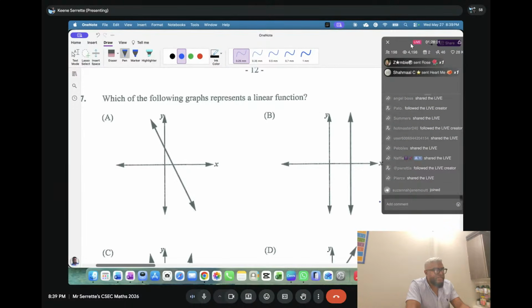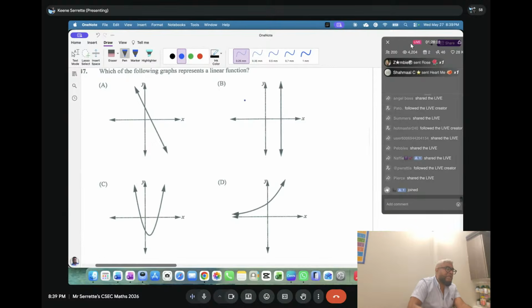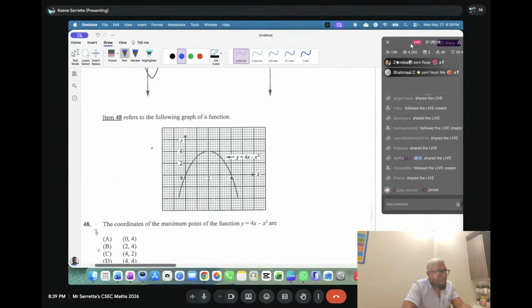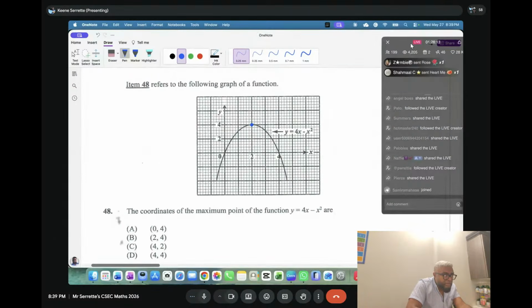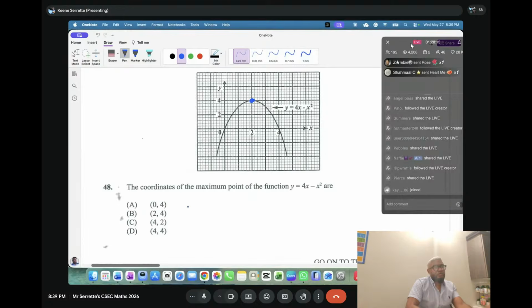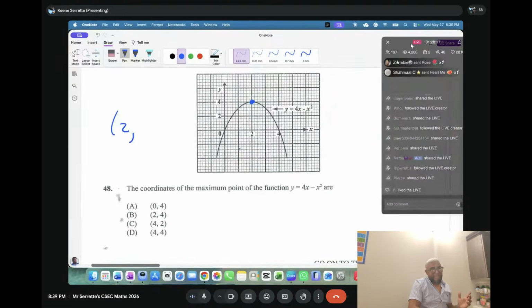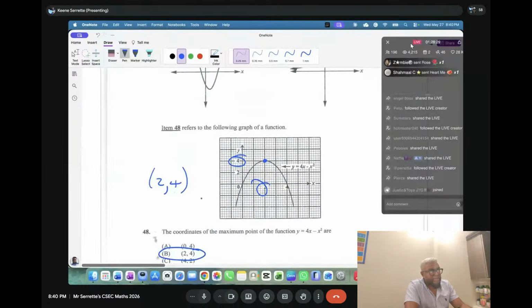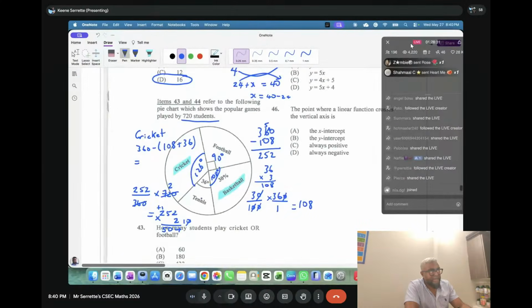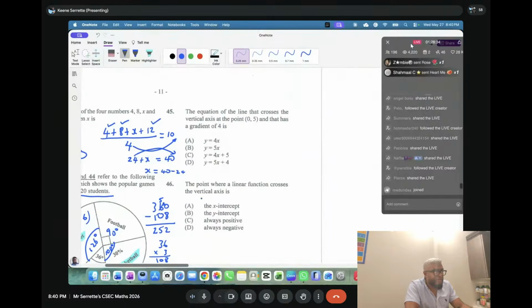Which of the following represents a linear function? A linear function is y is equal to mx plus c, that is 8. Now we keep it moving. This is repeat land. The coordinates of the maximum point: 2, 4. X-axis value first, my children. X-axis value first, y-axis value second, right? Let me make sure. Yeah, we skipped 2 questions. I'm trying to speed up. Let's go.